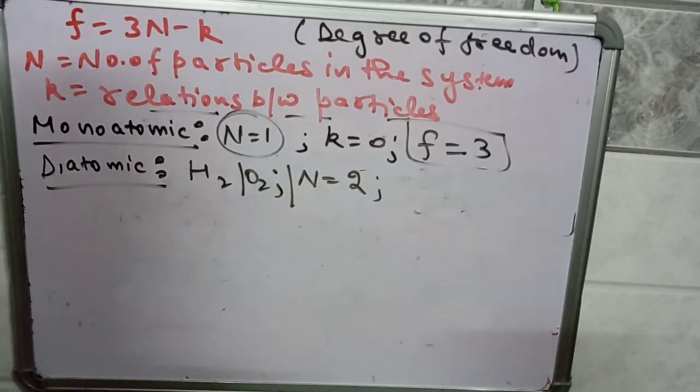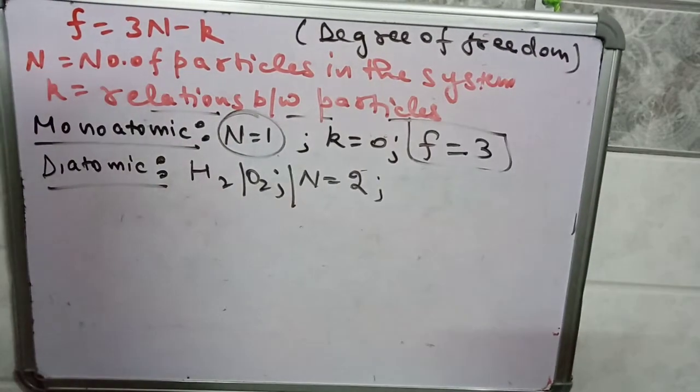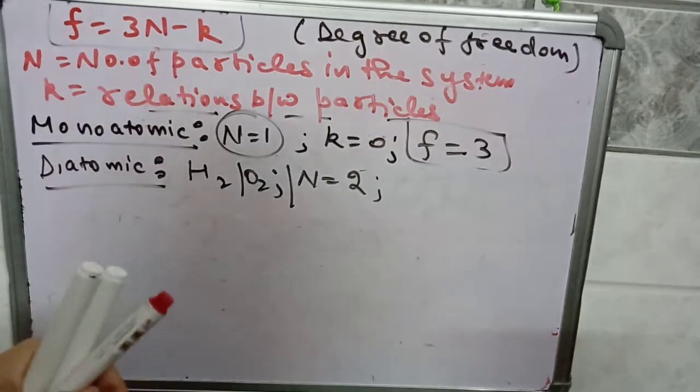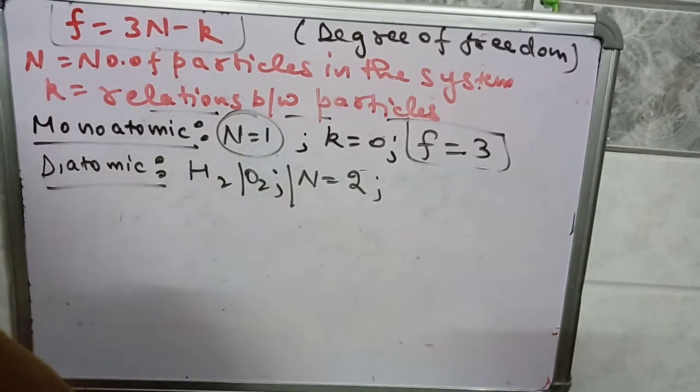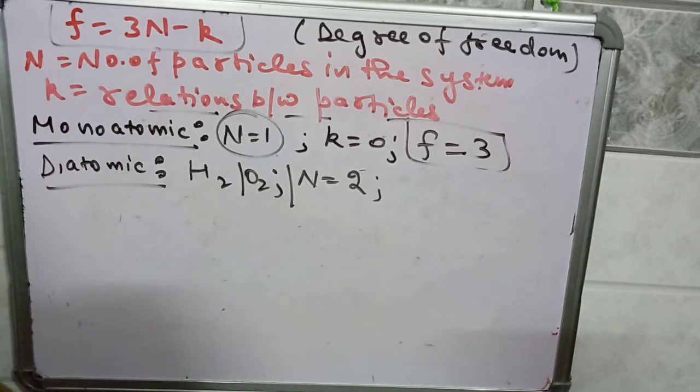Hello students, let's continue our chapter Kinetic Theory of Gases, and we are discussing the degree of freedom. This is the formula for degree of freedom. So what is degree of freedom? Degree of freedom is the independent ways in which the particle of the system can absorb energy.